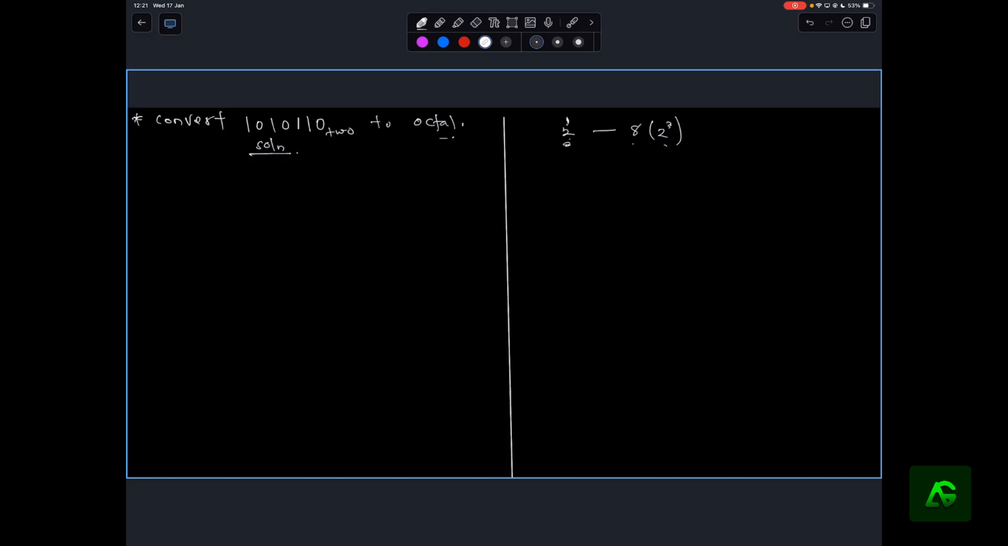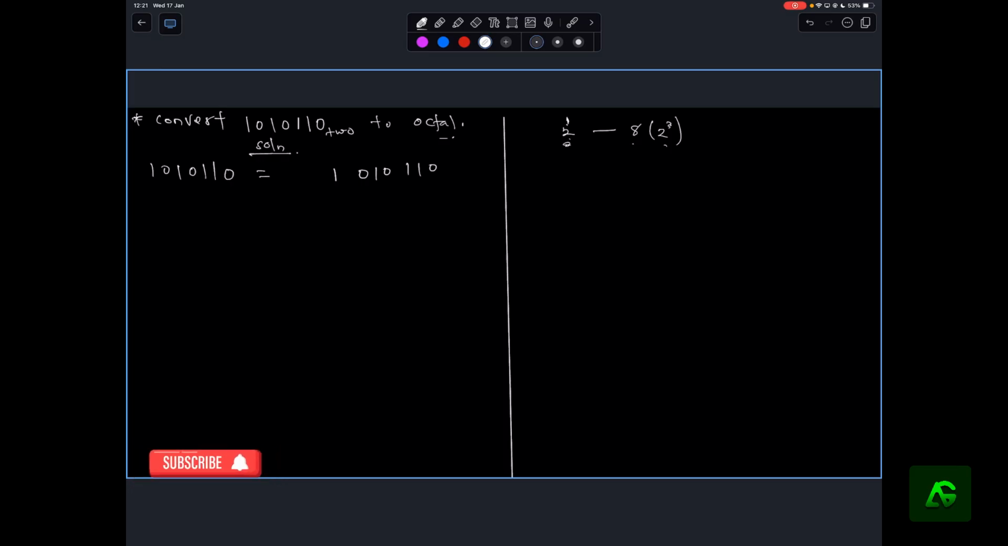So we have 1 0 1 0 1 1 0. Starting from the right hand side, I will have 0 1 1, that is one group. Then we have 0 1 0, that is another group. Then we have 1, but you can complement it with 0 0. Okay, you are shifting 3 times.